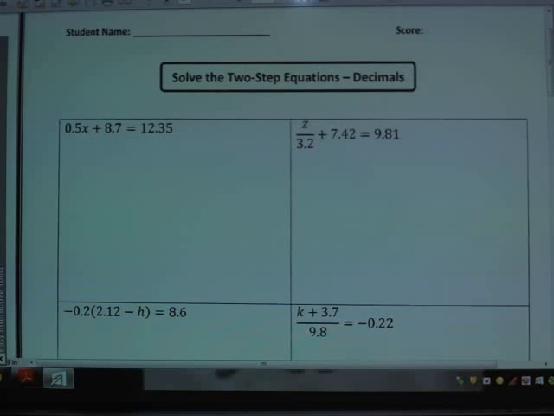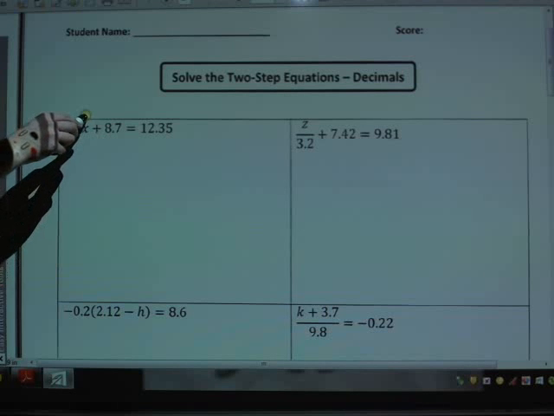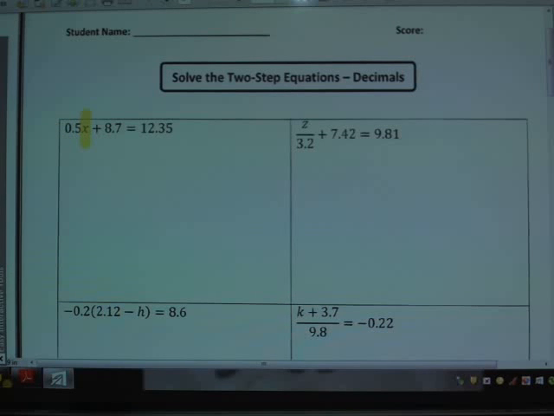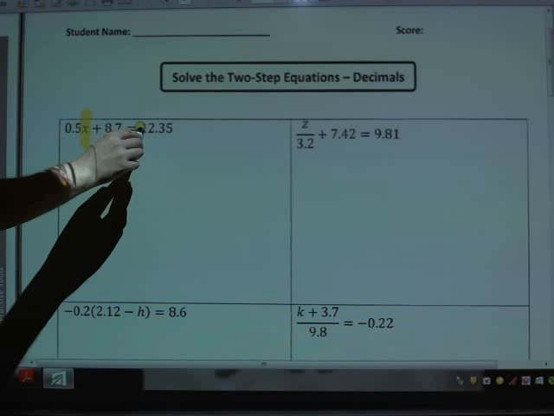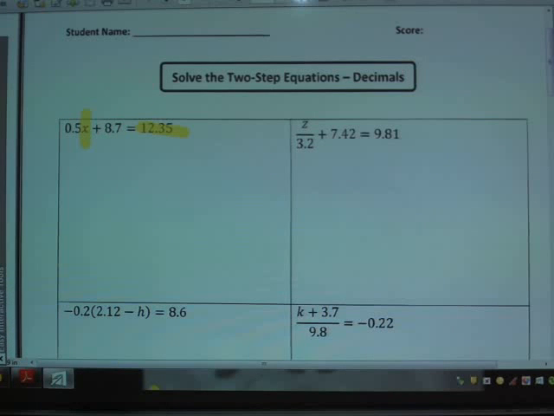And whenever we want to move something to the opposite side of the equal sign, we do that by doing the opposite. So if we look at this question that's presented, we see x, my variable, is to the left of the equal sign. That's good. And we also have 12.35 to the right side of the equal sign. That's also very good. So the two things that are in the wrong spots are the 0.5 and the 8.7.